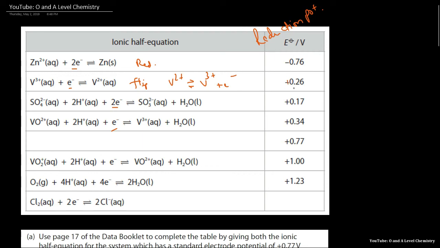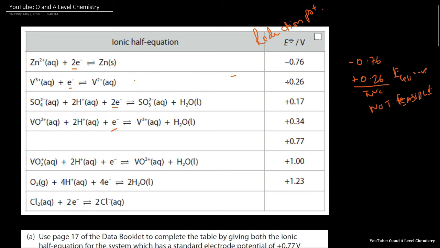When I'm flipping it, I have to flip the sign, so this becomes positive. And then the E cell value: this is unchanged because I'm going to leave it as it is, and this is going to be flipped, 0.26. So I can see there is some negative value. If E cell is negative, that reaction is not feasible. That is thermodynamically not feasible. That reaction is not going to happen. So that's that. I'm going to get rid of these.